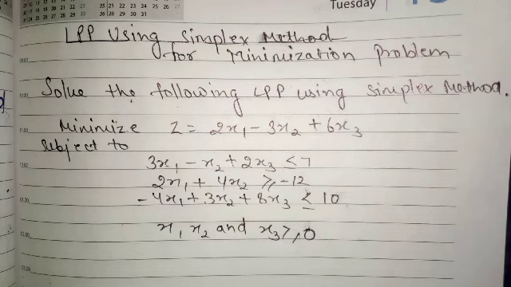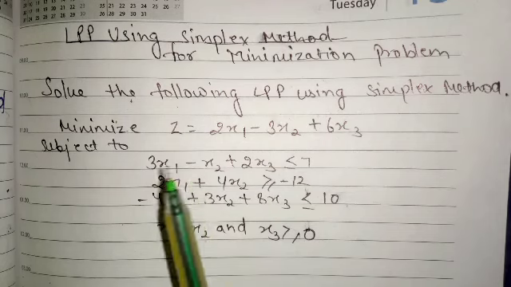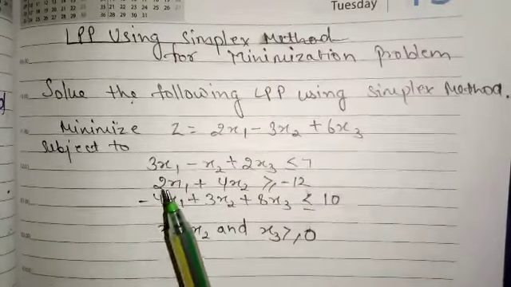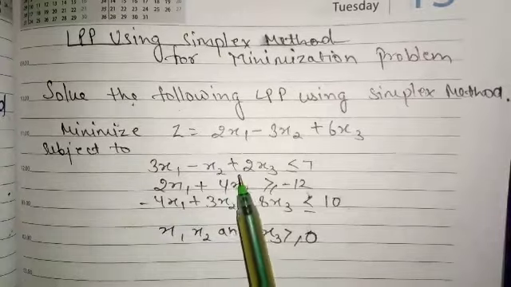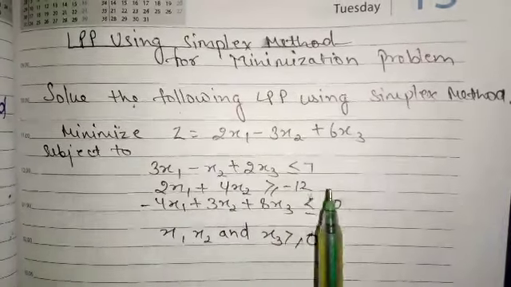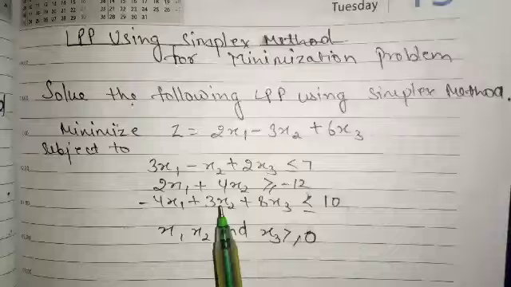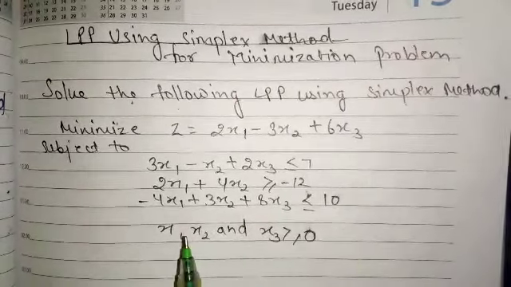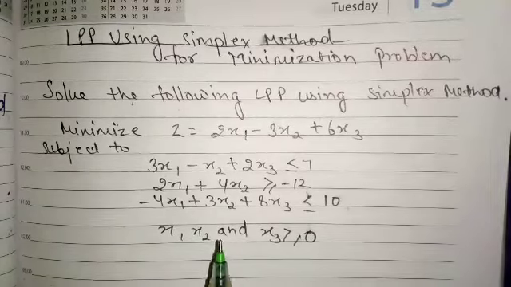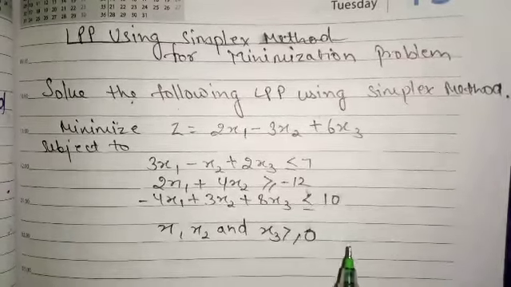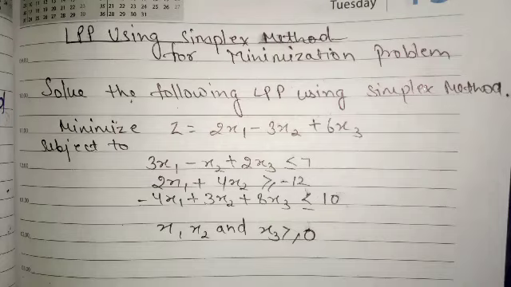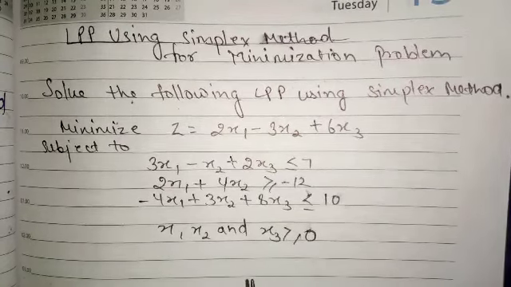Now see the problem. Solve the following LPP using the simplex method. Minimize z = 2x1 - 3x2 + 6x3 subject to 3x1 - x2 + 2x3 ≤ 7, our first constraint; 2x1 + 4x2 ≥ -12, the second constraint; and -4x1 + 3x2 + 8x3 ≤ 10, our third constraint. x1, x2 and x3 are also greater than or equal to 0. So there are three variables in this problem. Let's see the solution of this problem.